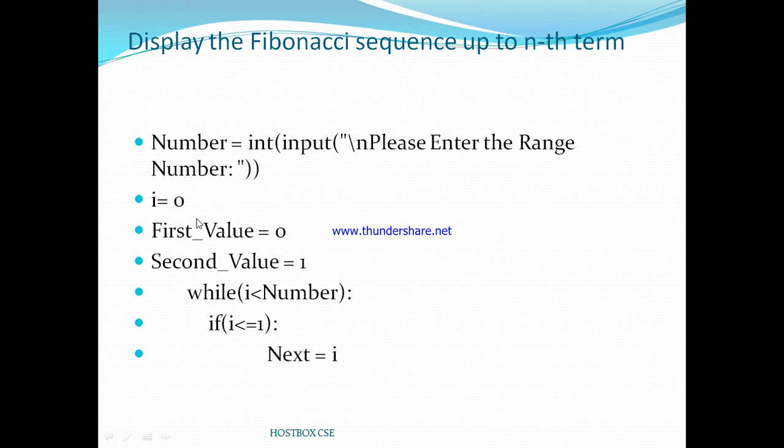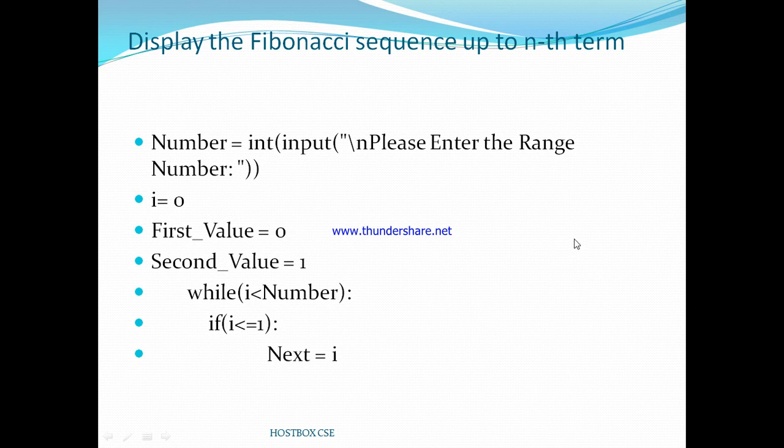So we know the logic, so I am going to specify the logic here. That is, number is equal to int of input of, please enter the range number. Then I am giving i is equal to 0. Then I am going to assign first value is equal to 0, second value is equal to 1. Then I am going to use a while.